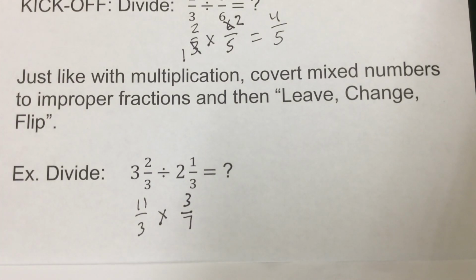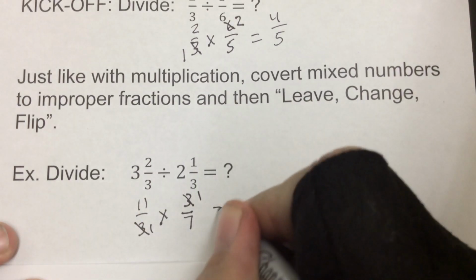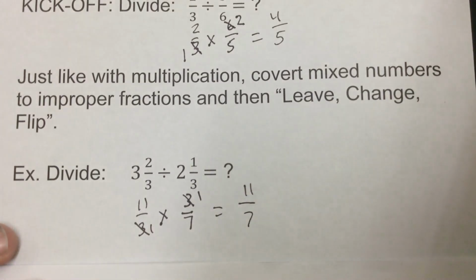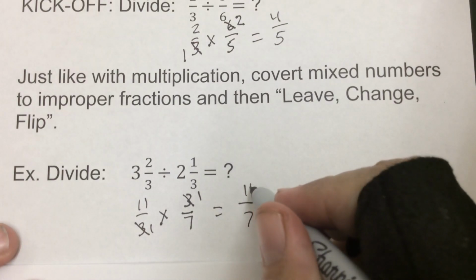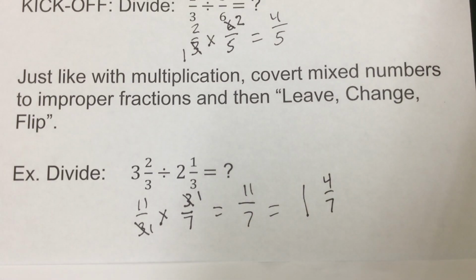7/3 would be 2 1/3, but we flip. So then we can reduce this to a 1, this to a 1. 11 times 1 is 11. 1 times 7 is 7. So now a mixed number, we'd get 1 out of there. 11 minus 7 is 4. So 4 7ths. 1 and 4/7.